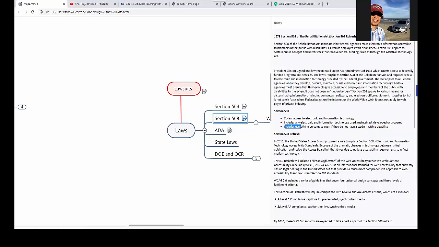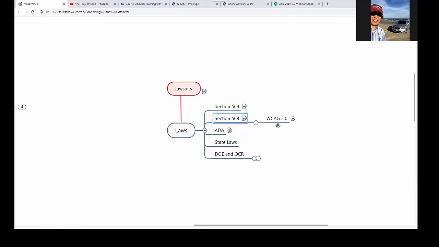Okay. Now comes the World Wide Web Consortium. They have what we call the Web Content Accessibility Guidelines. Now, these are not laws, but this is the intent. These are internationally accepted guidelines, and more and more, due to court interpretation, WCAG 2.0 is being used as a standard for the web.